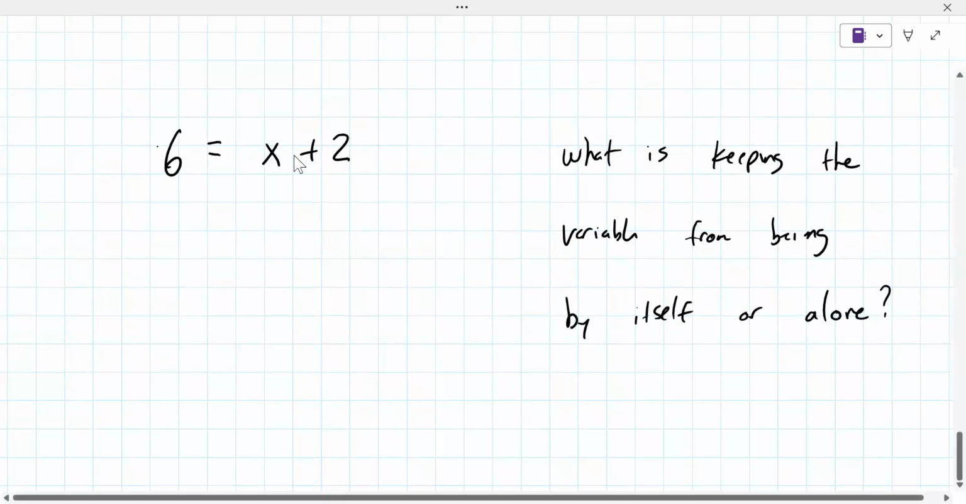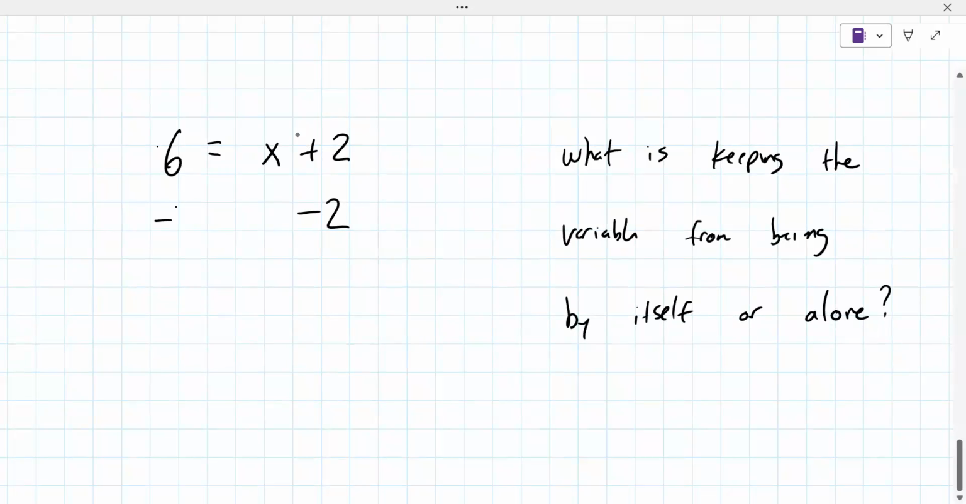And the answer here is, well, you're adding 2. How do you undo addition by 2? Subtraction. Subtract 2. And then put subtract 2 on the other side. Right. So 4 equals x, but here's the thing.